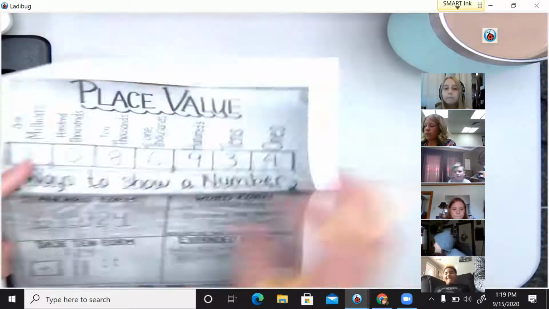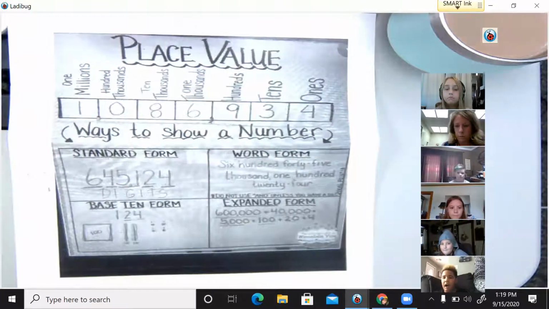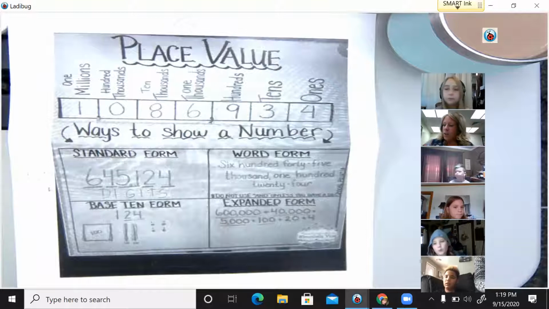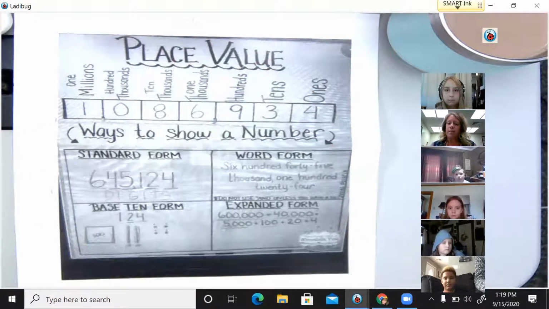Okay, so there's a review on place value. Is there anything on this anchor chart that you're having questions with or not sure about? I couldn't get, for some reason, this exact anchor chart on Schoology, but I put an example of one on there just in case you need it for a reference, okay?